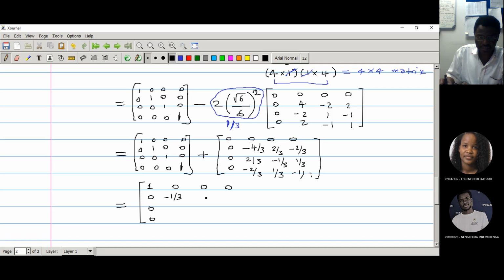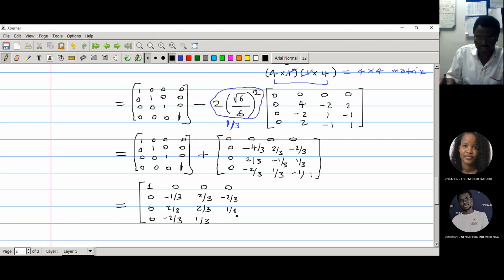And the remaining elements are the same. This is 2 by 3, negative 2 by 3. Right. And this is 2 by 3, negative 2 by 3. Okay, now this is another diagonal element. And since it's a diagonal element, I will add 1 to it. And then it will be 2 by 3. So this will be 2 by 3. So this remains the same, 1 by 3.